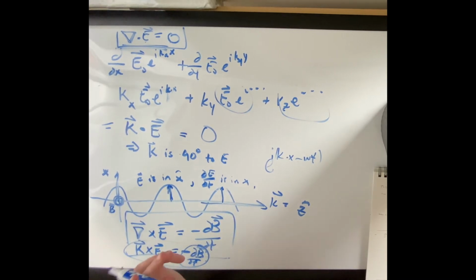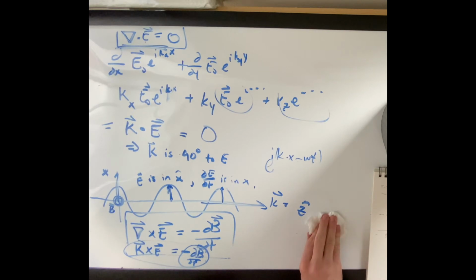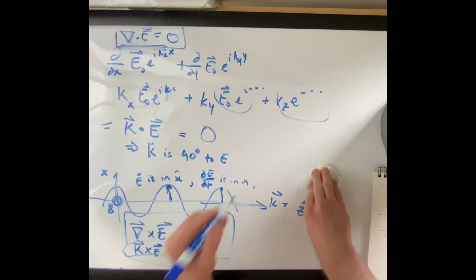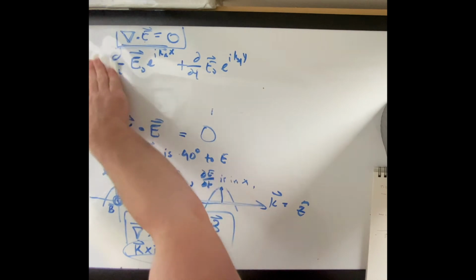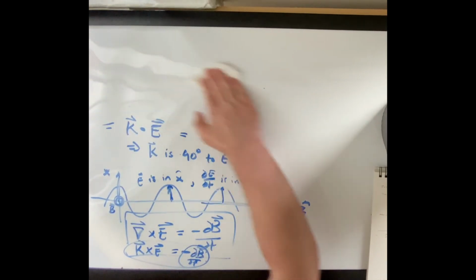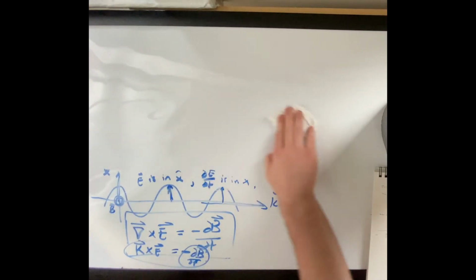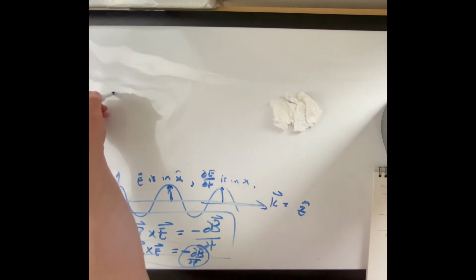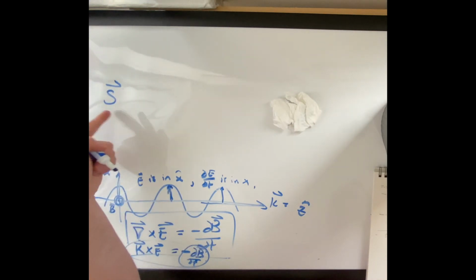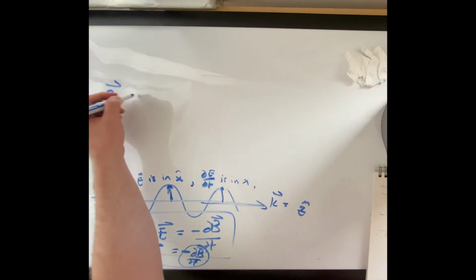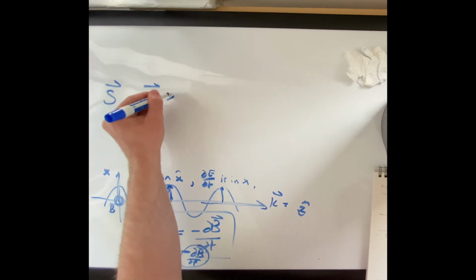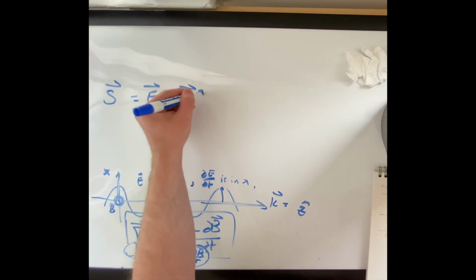Let's actually check this because I know I sound very uncertain. It's because I slightly am. Let's check this. Actually, let me just erase all this. We know that the Poynting vector, S, tells you about the power. It seems like I'm changing topics, but I'm not. It is equal to E cross H star.